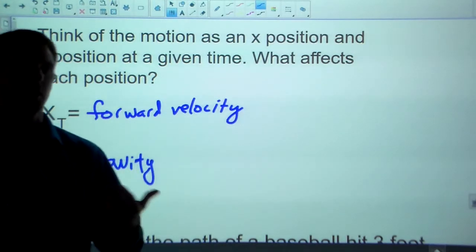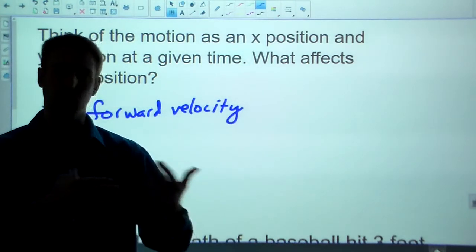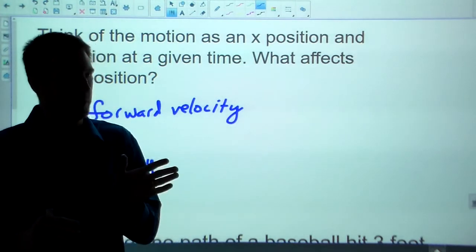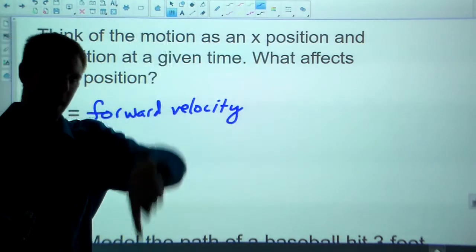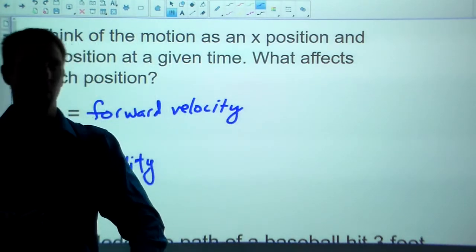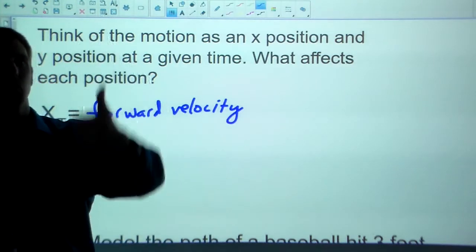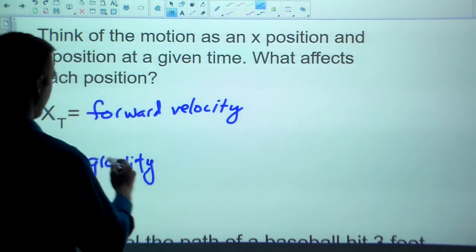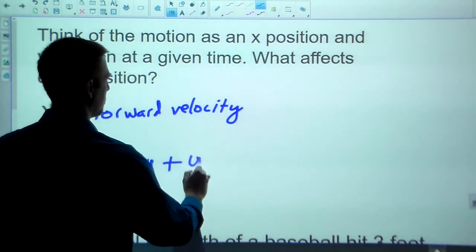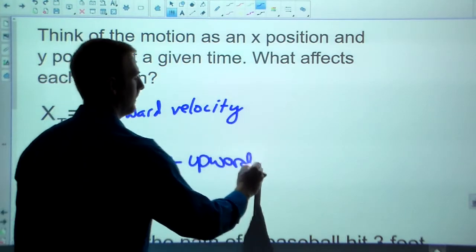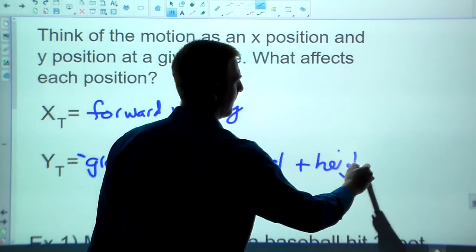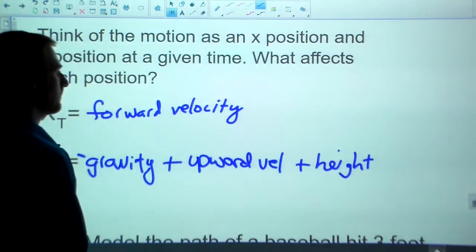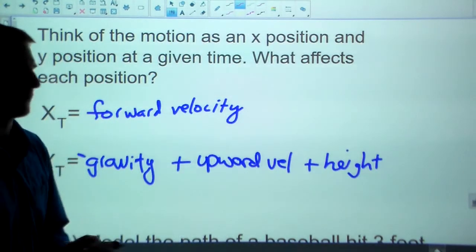Gravity, as far as plus and minus, just think about the coordinate plane. Which direction is it going? Forward velocity, that's to the right, so positive numbers. Gravity's pulling down, so that's toward the negative numbers on the Y. I'm hitting the ball up, so that's toward the positive numbers. So negative gravity plus, we'll say, upward velocity. And then also, if there's any initial height, that matters as well. Now there's something else we've got to consider with these.